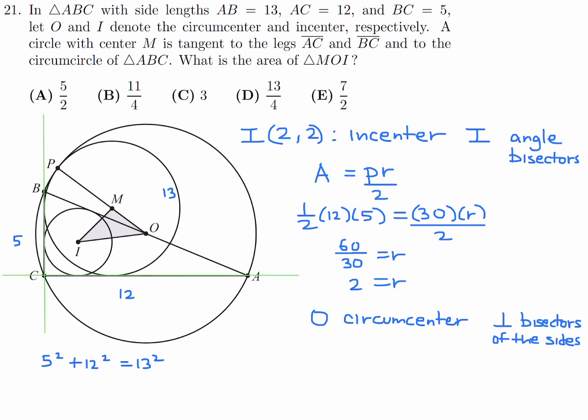Now, the coordinates of O are also going to be easy to figure out because it's halfway. Remember, it was halfway of 12, so that's going to be 6 on the x-axis. And on the y-axis, it's halfway of the 5, which is 2.5, or 5 over 2. So there we go. We've got two of the points: we've got O and we've got I. If we can figure out the actual coordinates of M, then we can figure out the area of that triangle.